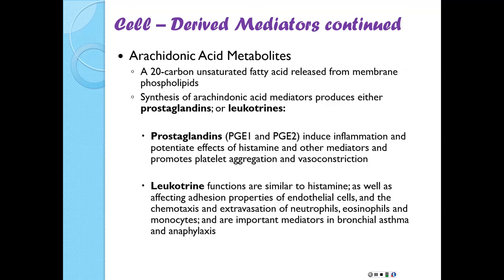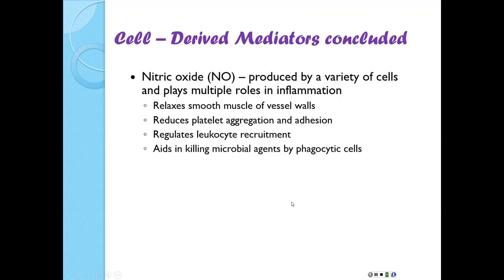Leukotrienes also function similar to your histamine. They're involved in the cell adhesion, so that we're helping the cells to attach, and their role in bronchial asthma and anaphylaxis is more in another chapter. I just put it in there as a reminder. So those are your cell-derived, and then your final cell-derived one is the nitric oxide. It is a very powerful vasodilator. We're going to look at nitric oxide's role in the cardiovascular system as well, because it is primarily produced from the endothelial cells that line the vessel walls.